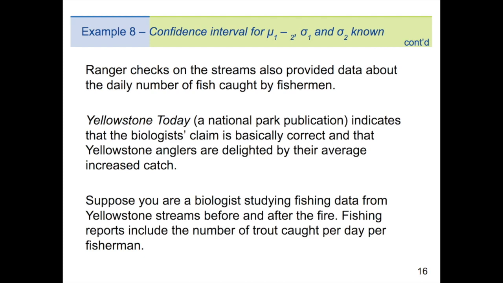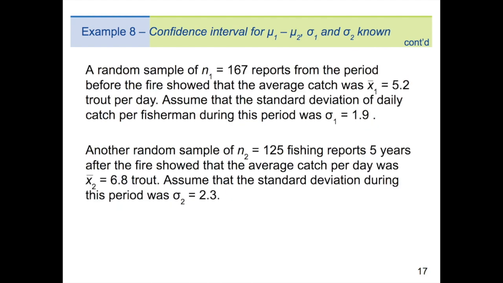Fishing reports include the number of trout caught per day per fisherman. A random sample of n₁ equals 167 reports from the period before the fire showed that the average catch was 5.2 trout per day. Assume that the standard deviation of daily catch per fisherman in this period was 1.9. Another random sample of 125 reports 5 years after the fire showed that the average catch per day was 6.8 trout. Assume that the standard deviation during this period was 2.3.